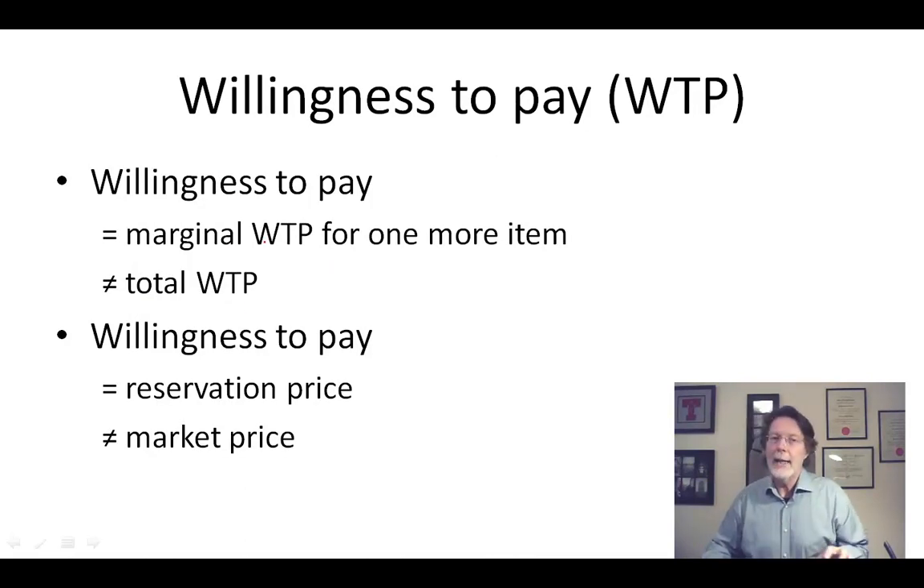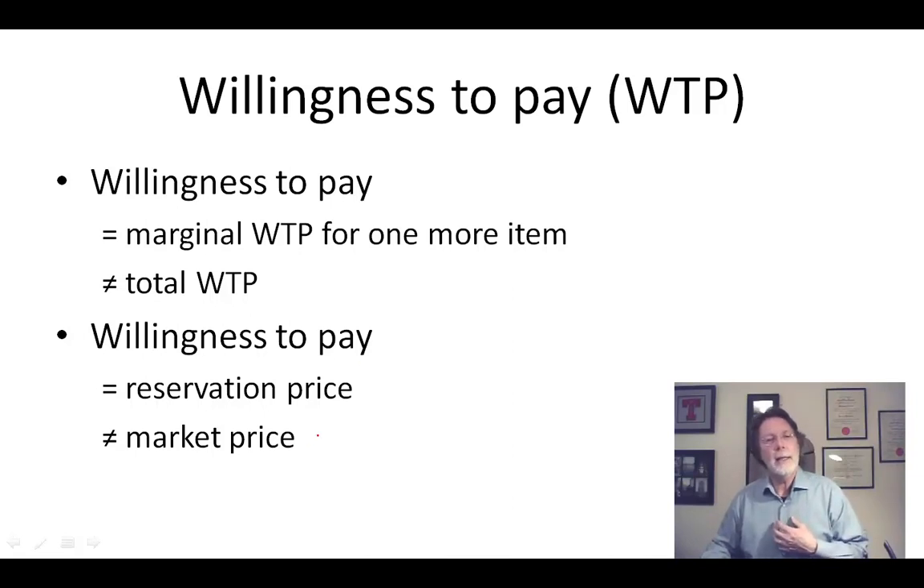It's not total willingness to pay, it's the marginal willingness to pay for one more item. So if you already have 5 cookies, it's how much you would pay for the 6th cookie. Not the average you would pay for all 6, but how much you would pay for that 6th one. And in general, you're going to be willing to pay less for later cookies, right? After you've already eaten 5, a 6th cookie's not going to look so good.